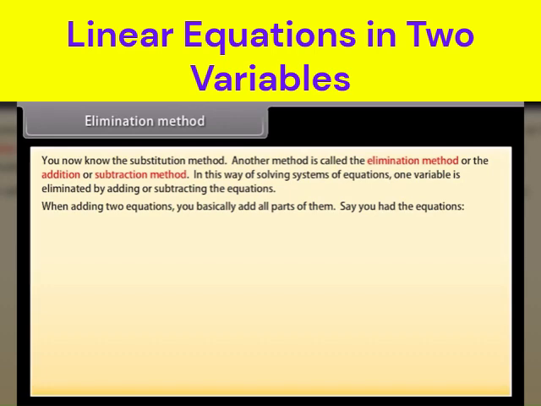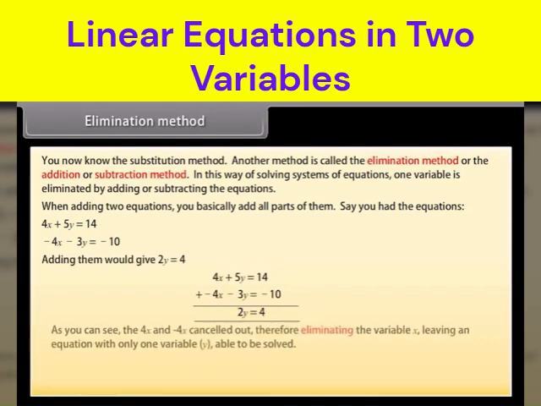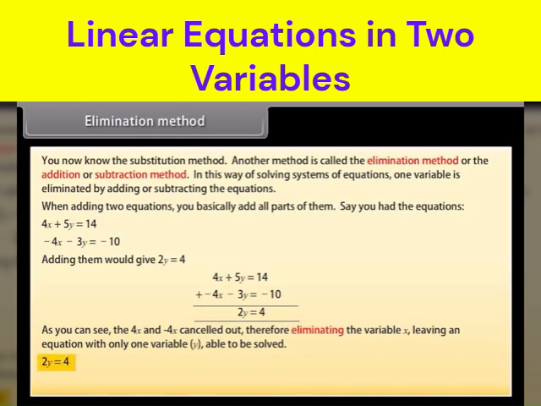Say you had the equations 4x plus 5y is equal to 14 and minus 4x minus 3y is equal to minus 10. Adding them would give 2y is equal to 4. As you can see, the 4x and minus 4x cancelled out, therefore eliminating the variable x, leaving an equation with only one variable y able to be solved. 2y is equal to 4. y is equal to 2.